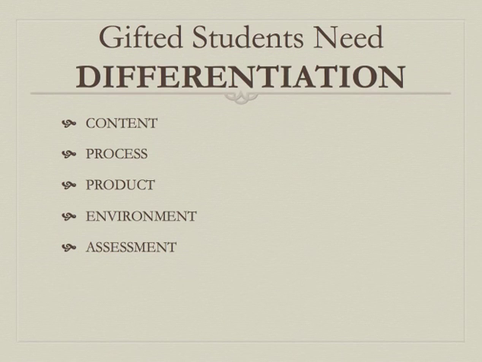In conclusion, gifted students need differentiation. Differentiation includes the content that they are learning, the process, which is the methods which the students learn and understand the concepts being taught, the product. This describes the way in which students choose to demonstrate their understanding, the environment in which they learn, and how they are assessed.